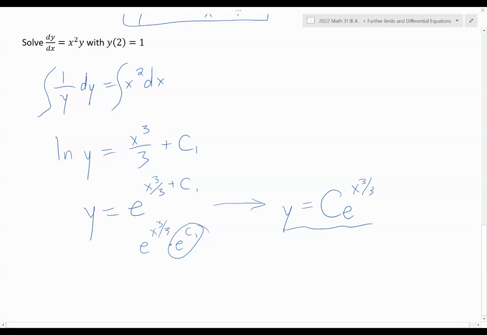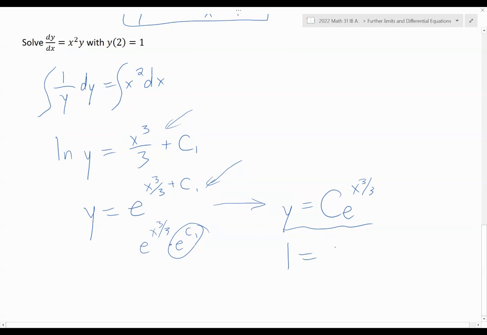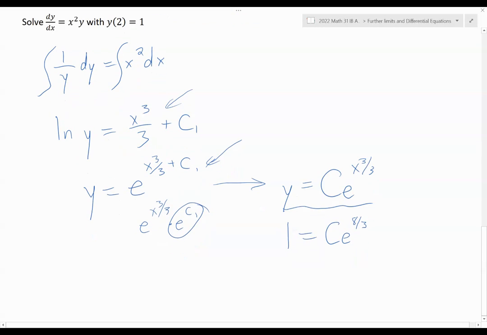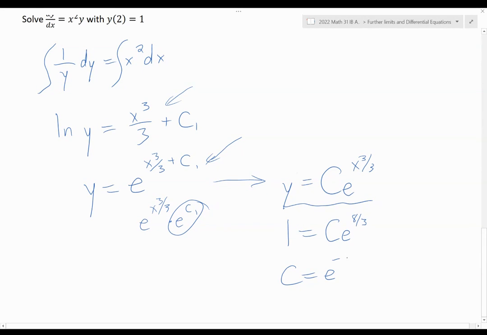I do have an initial condition, however, and I could have substituted that in much earlier in the process. So I could substitute it in right here, or I could substitute it in right here. Now that I have it simplified, I might as well substitute it here. So 1 equals c times e to the power of 8 over 3. So, did I do that right? Yeah. So then c equals e to the power of negative 8/3, basically.